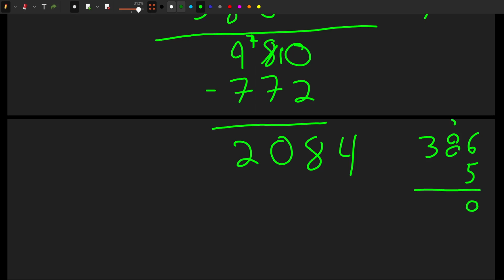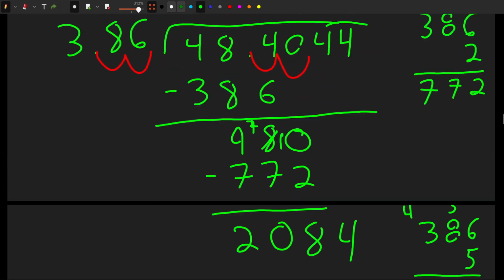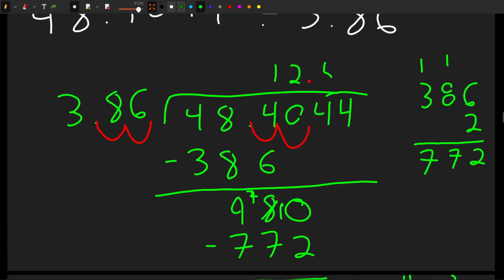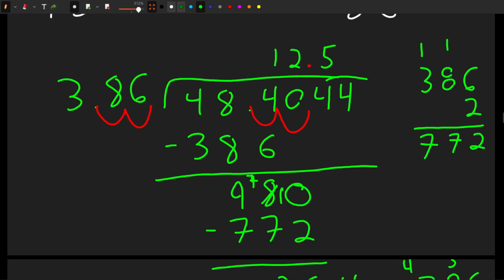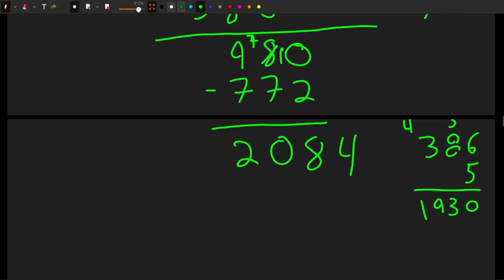Get 0, free. 8 times 5 is 40. Add the 3. Carry the 4. 5 times 3 is 15. That'll be 1930. Yeah, if you add one more 386, you're definitely going to go over 2084. So this will be a 5 on top. I'm left with 1930.